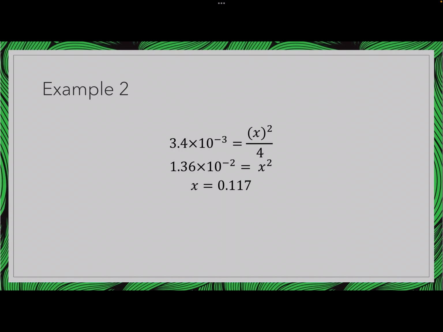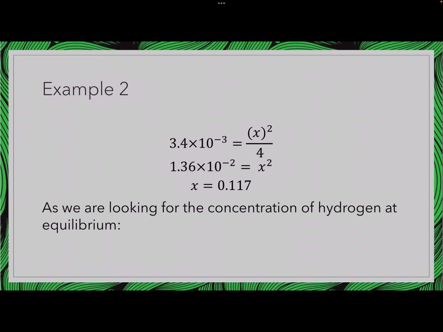So we're looking for the concentration of hydrogen at equilibrium. So hydrogen at equilibrium, we have the equilibrium expression as 2 minus 3x. So that's 2 minus 3 times 0.117, which gives us 1.65 moles per liter. And then that's our equilibrium concentration of hydrogen.